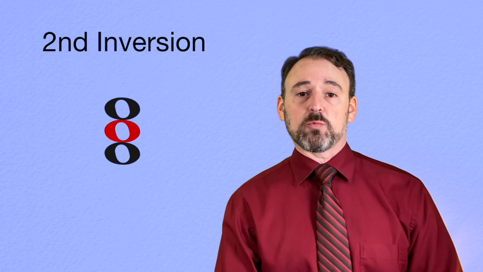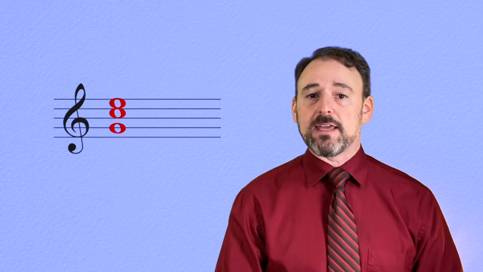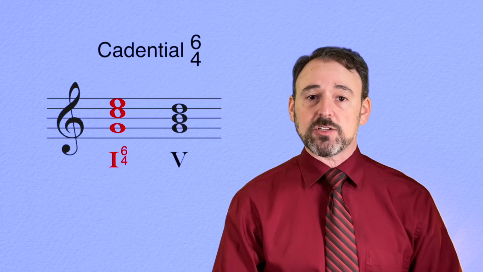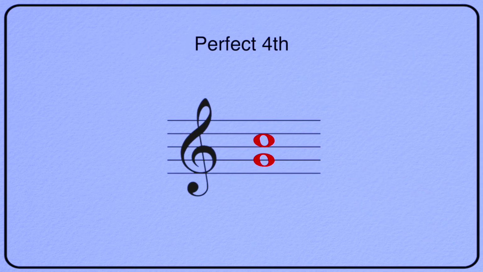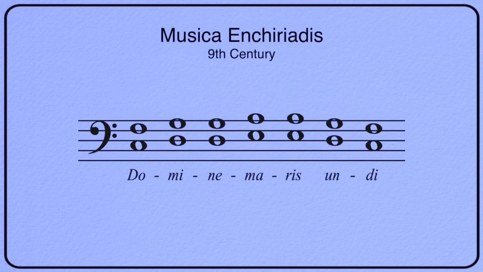So for today's lesson, we're going to look at the one chord in second inversion. It's very common near the ends of phrases, and we call it the cadential 6/4. Say hi to the perfect fourth. Hi, how are ya? It's a consonant interval, and like the perfect fifth and octave, was used as far back as the medieval period to double plainchant melodies.